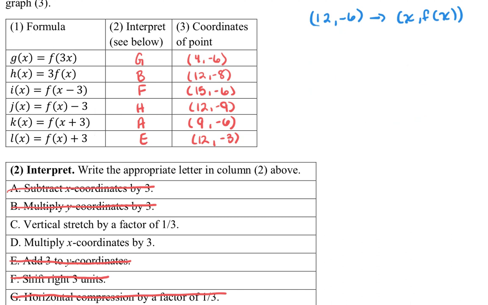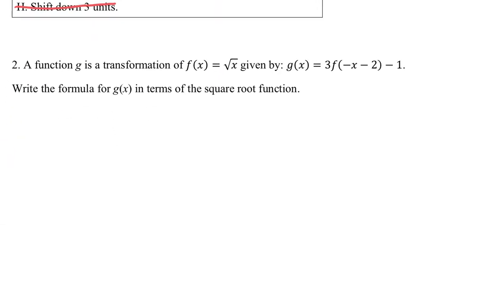Alrighty, so now on to the next problem. Number 2 says a function g is a transformation of f of x equals square root of x, given by g of x equals 3 f of negative x minus 2, minus 1. Write the formula for g of x in terms of the square root function. So what this is saying is if we know f of x is this square root of x, we are trying to find out what g of x is, given that g of x is 3 times f of negative x minus 2 minus 1.